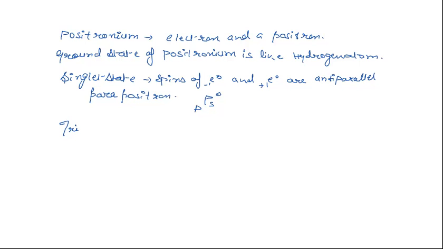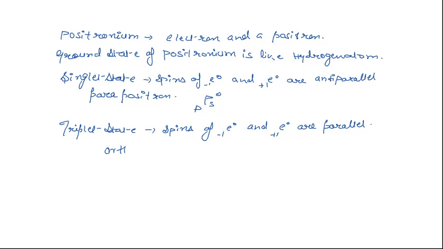And there is a triplet state. Here what is happening, students? The spins of electron and positron are parallel, right? And this is called orthopositronium.